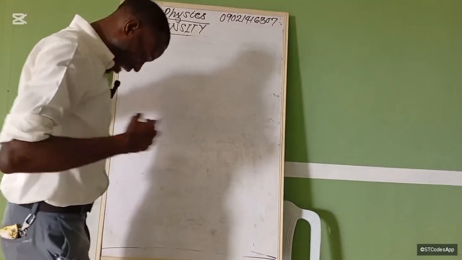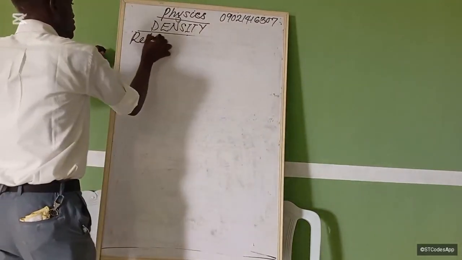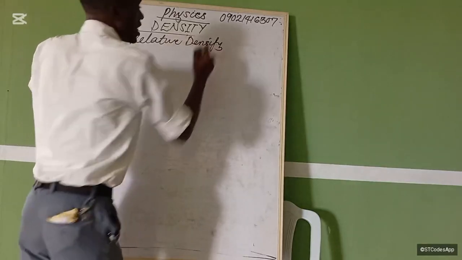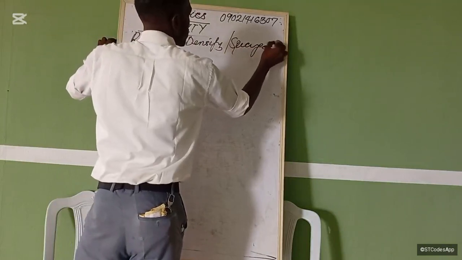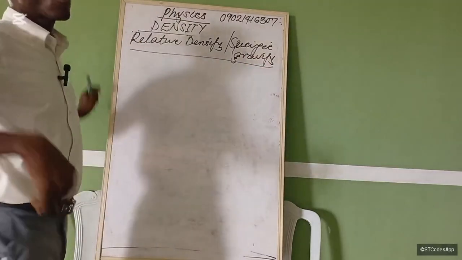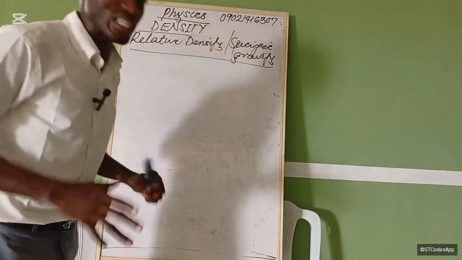All right. So let's talk about relative density. It is also called specific gravity. One thing you should know about this is that it does not have a unit. I've mentioned that in the video. Make sure you watch that 3 hours video.